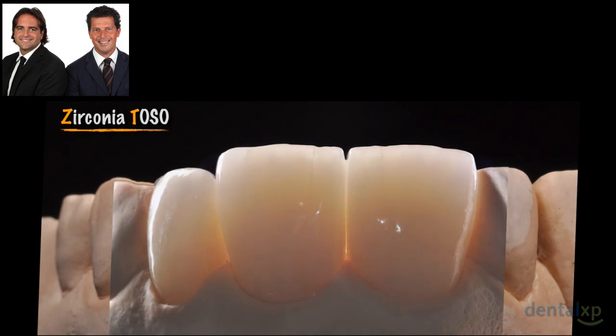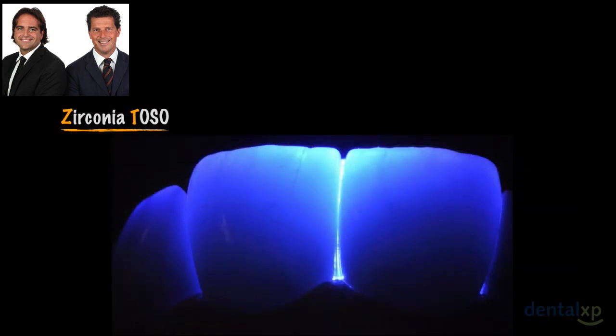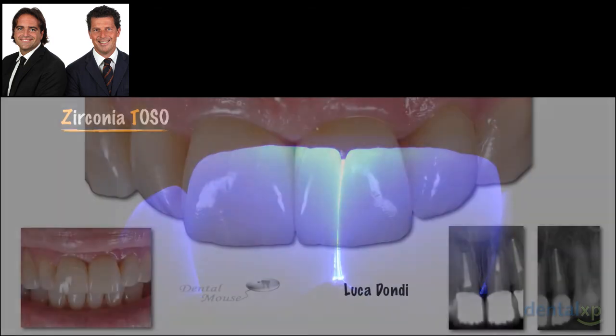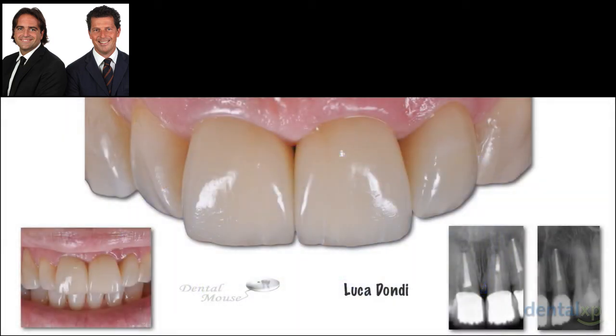You can see in this kind of light, in the blue lights, the final restoration in place. Again, another great work from Luca Dondi. You can see the final restoration in place, you can see the smile of the patient, you can see the periapicals where you can see the fit of the crowns, and you can see that they're very precise, and you can also see the great retreatment that Rita Agnoli did in this case.